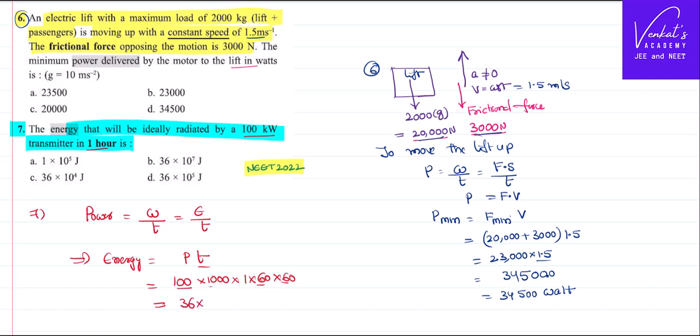So 6 times 6 is 36, 10 power 2, and then 10 power 3, 10 power 5, one more 10 power 6, one more 10 power 7. So its value is 36 into 10 power 7, and as you are calculating the energy, that is in joules. So for this question, this is the answer. For the first question, D is the answer. That's how we solve these simple questions that appeared in NEET 2022 in the chapter Work, Energy and Power. Thank you.